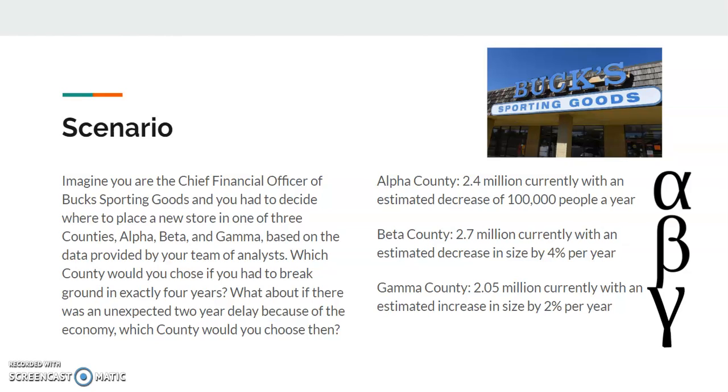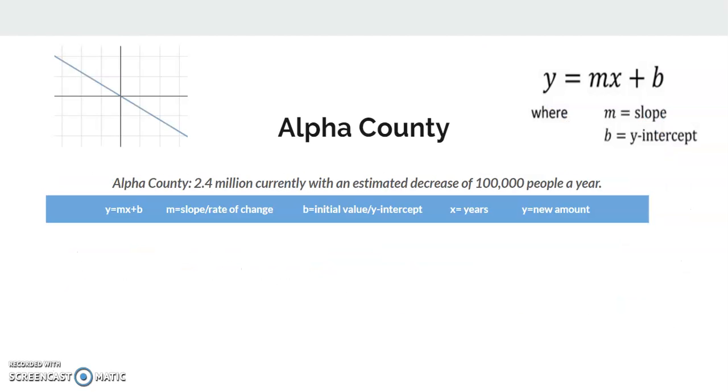Alpha County has 2.4 million currently, with an estimated decrease of 100,000 per year. Beta County has 2.7 million currently, with an estimated decrease in size by 4% per year. And Gamma County has 2.05 million currently, with an estimated increase of 2% per year.